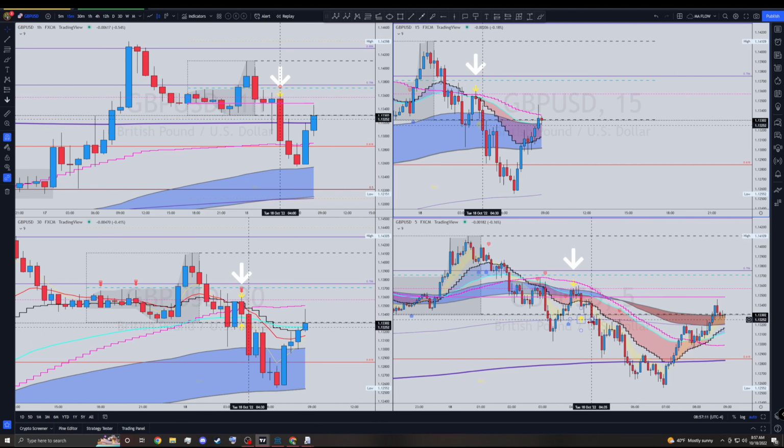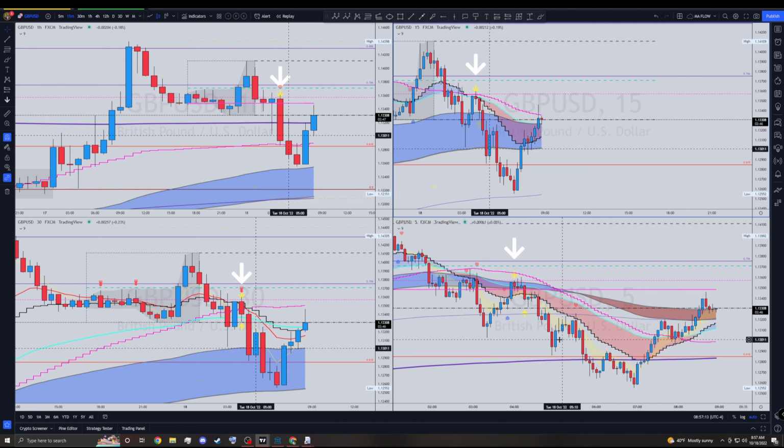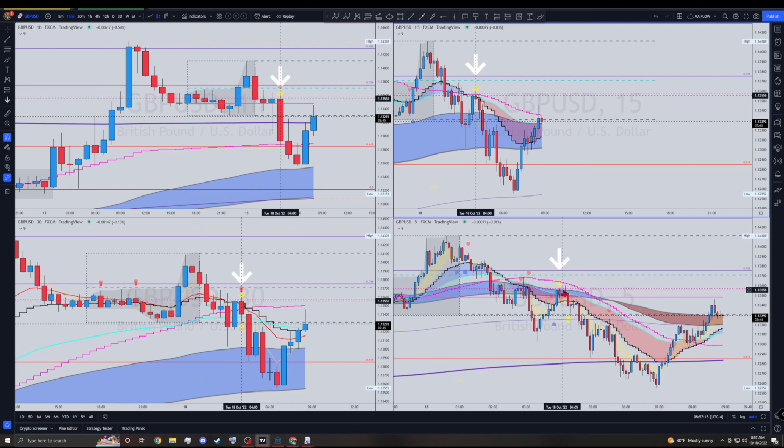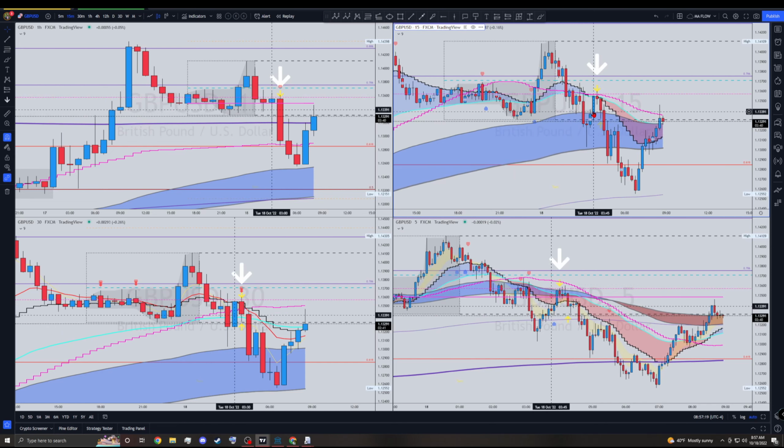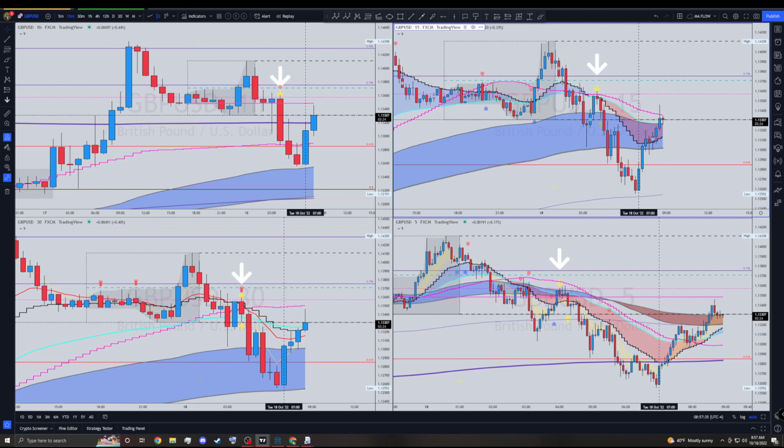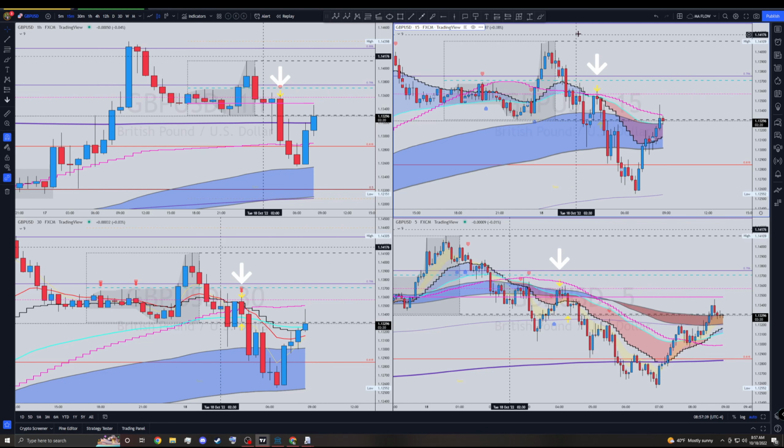Sell opportunity was here. Small little interesting window. So now price is just loading. I haven't seen really a buy window, you know, as the dollar is losing strength here. It's not necessarily the greatest buying window.